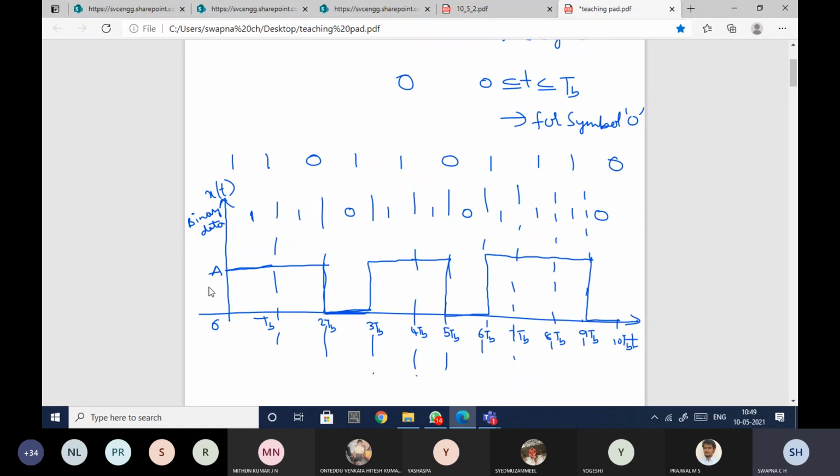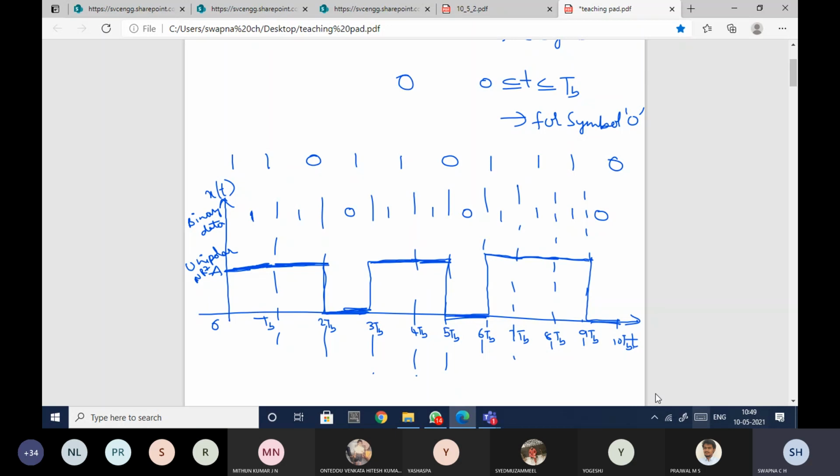So this is a unipolar NRZ representation. The amplitude is A if the binary data is 1. So here also it is 1. Next it is 0. Next it is 1. Next it is 1 0 1 1 1 and again 0. This is a unipolar NRZ representation.